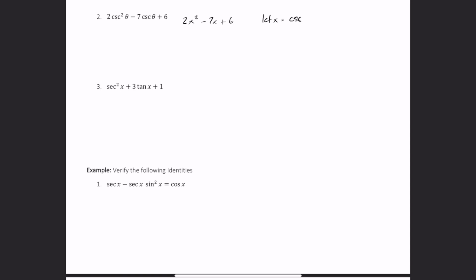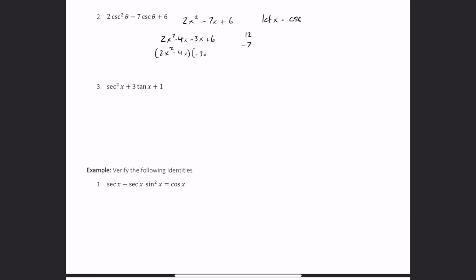So, what two terms multiply to 12 and add to negative 7? So, we can do 2x squared minus 4x minus 3x plus 6, because as we can see, negative 4 times negative 3, they multiply to positive 12, and then they add to negative 7, as we have here. So this is just simple factoring by grouping, and let's just factor this.